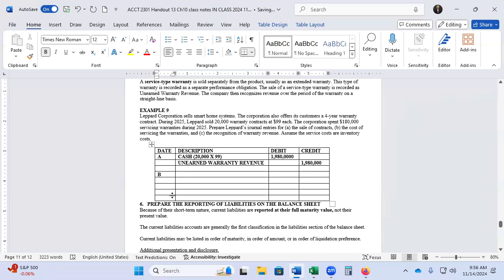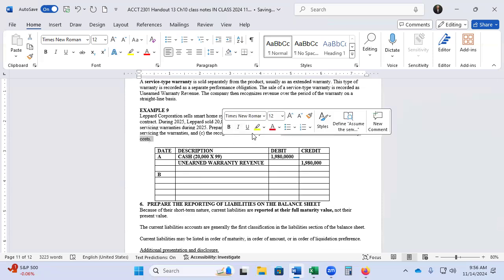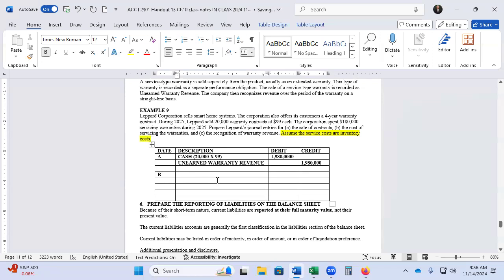Part B says the cost of servicing the warranties, and it says assume service costs are inventory costs. So we have to pay attention to this one because it applies for B. The way that they have warranty expense, it's all based on parts, and so they have inventory here for the credit. Usually you would have cash there if you had to pay service costs, for 180,000.